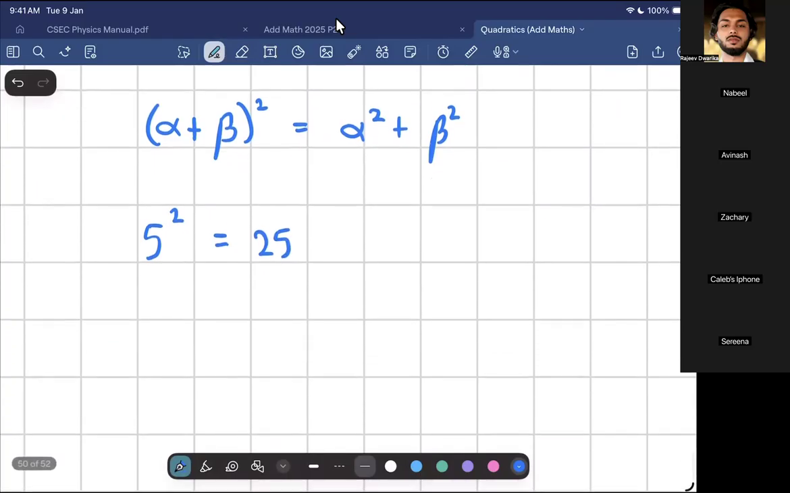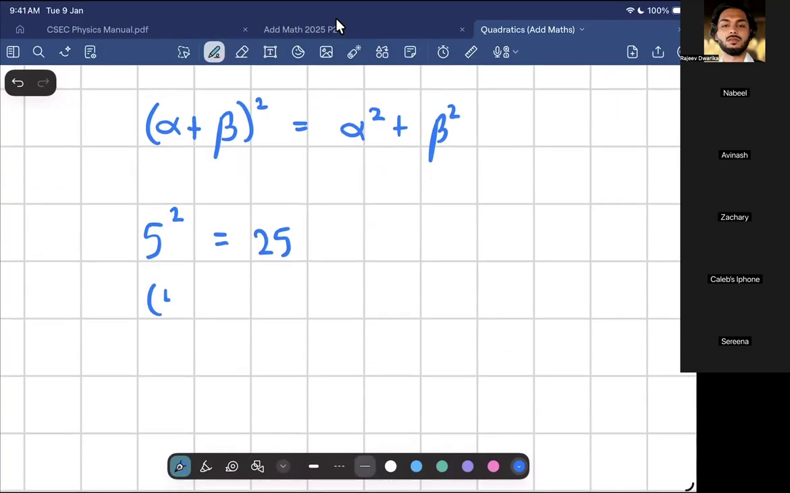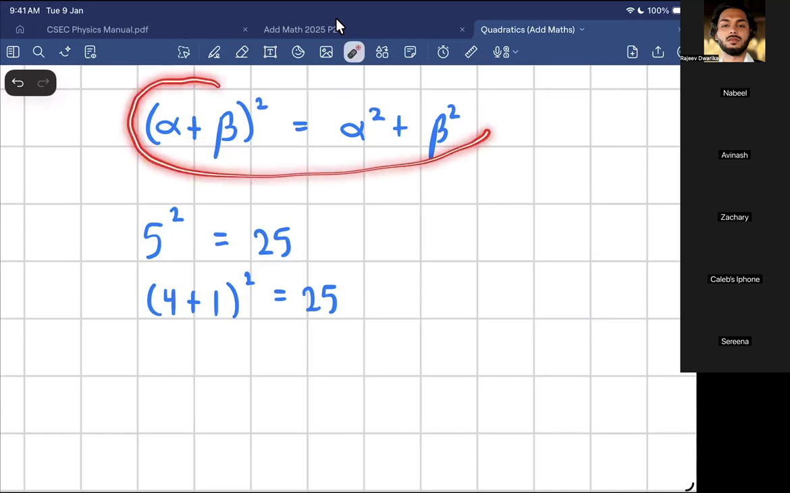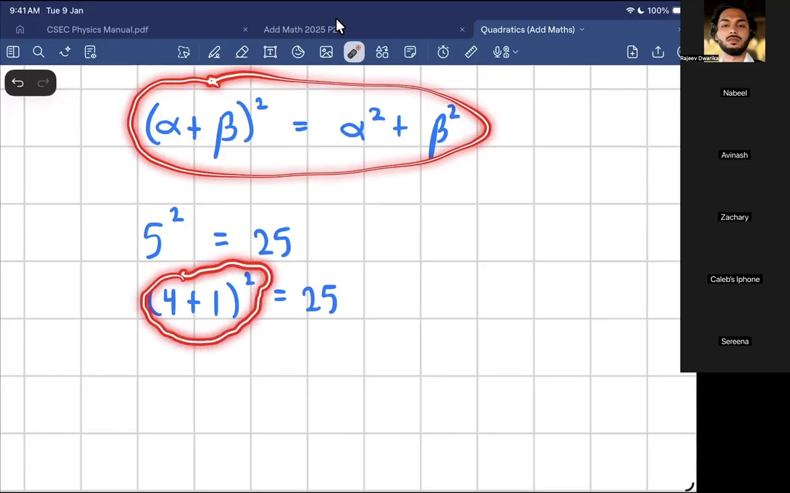Okay, what if I wrote 5 as 4 plus 1? Isn't that still 25? It should still be 25, right? Now, if I use the logic you were telling me over here, I want to apply that same logic from here and see if it gives you 25. So if we're using that same logic, what would I write? I would say it equals what?